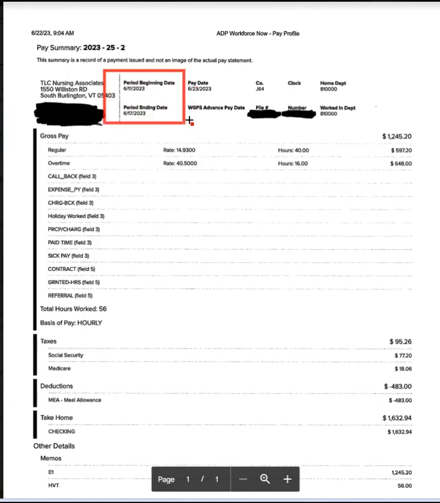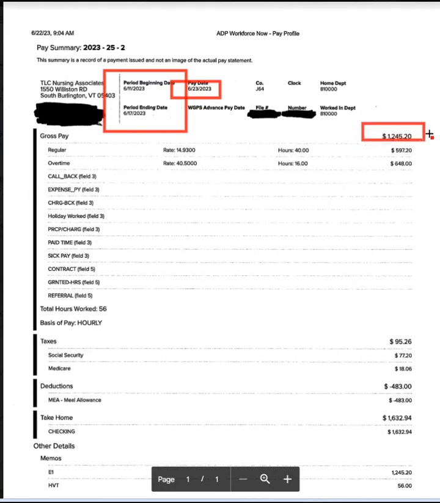The next thing you want to do is check the dates on that pay stub. It's going to list your pay period, when it started and when it ended. These are the dates that you actually worked. The next thing it's going to list is the pay date. So that's going to include when this pay was actually issued to your account.